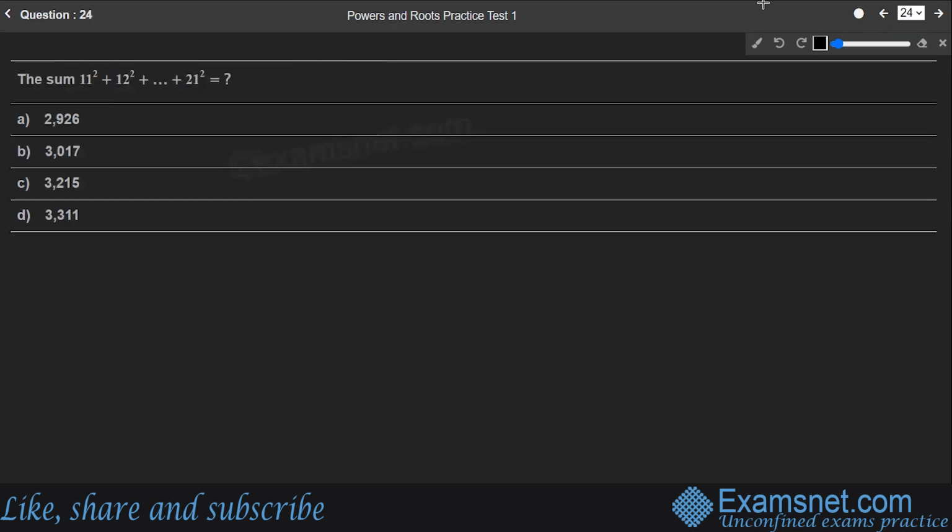Okay, the sum of 11 squared plus 12 squared plus dash dash dash up to 21 squared can be what? So clearly this can be solved by a particular formula. The formula is the sum of squares of n natural numbers.